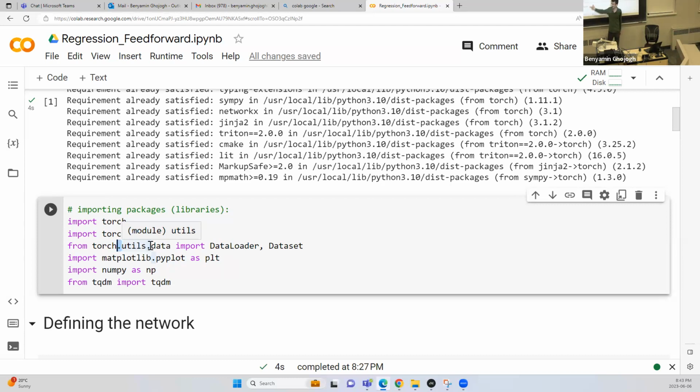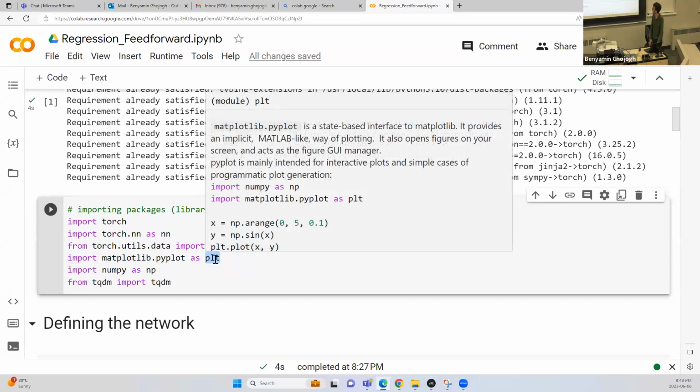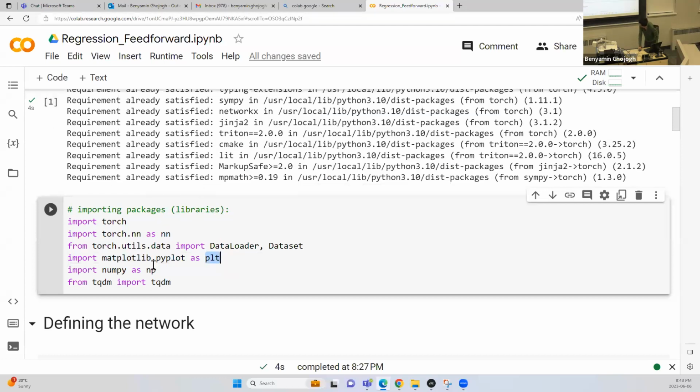We'll see how we are going to use the objects of DataLoader and Dataset. So here, matplotlib.pyplot, this is for plotting in Python. I imported it and named it as plt. NumPy, I imported and named it as np. From tqdm, also called taqaddum.